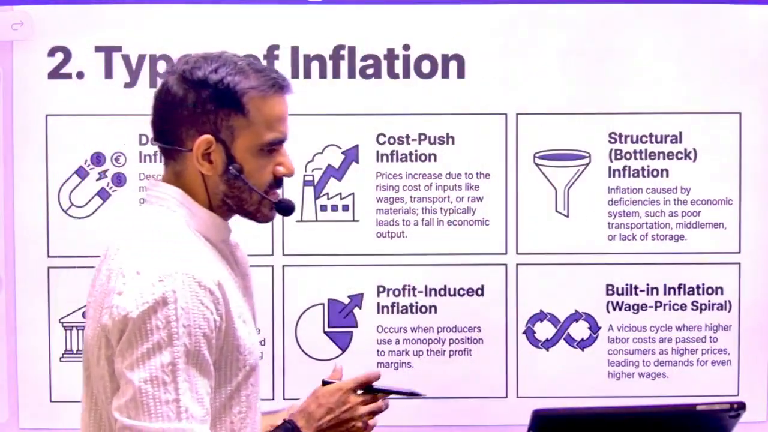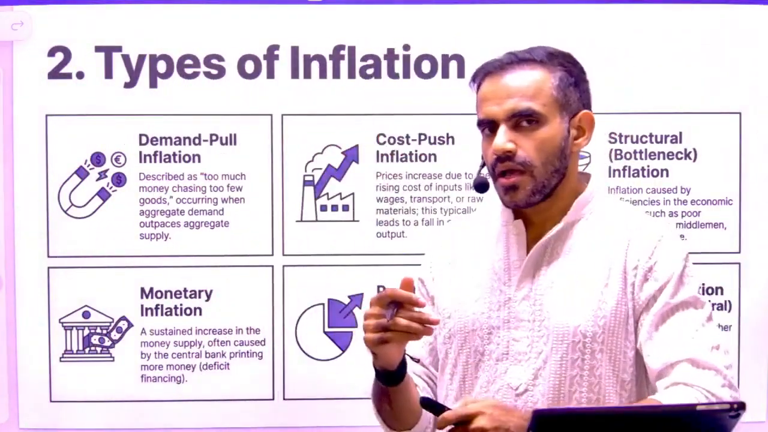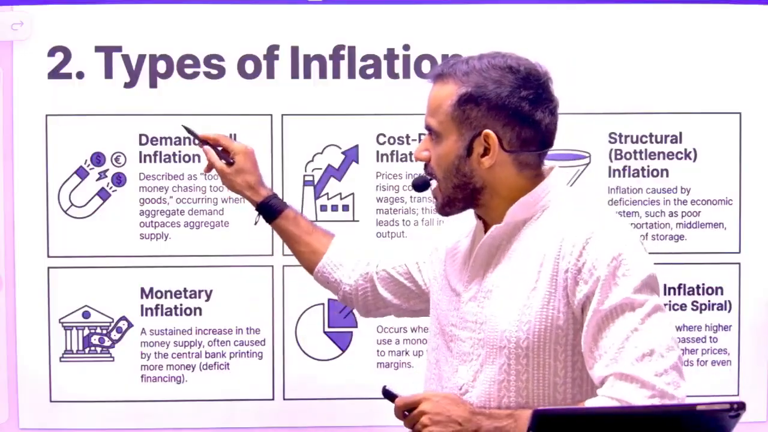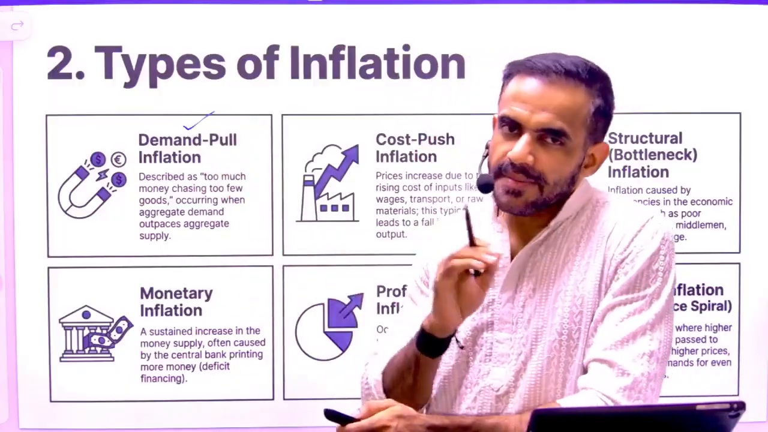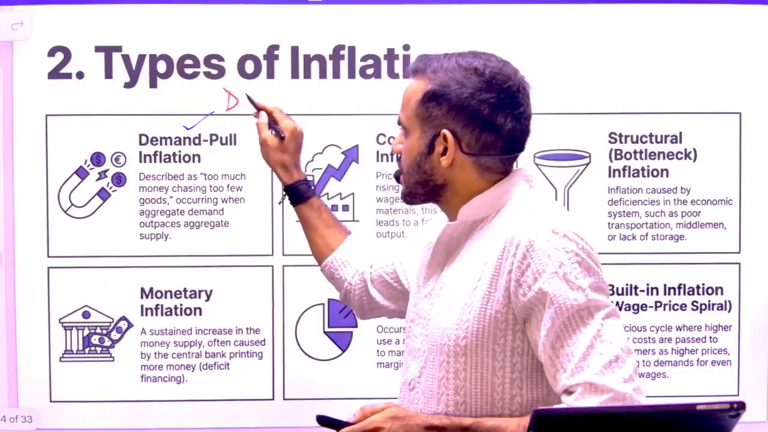Now we are going to discuss the different types of inflation. We know what is inflation. What is the factor behind it? We are going to discuss them. First is demand pull inflation. The name itself is self-explanatory. The demand is higher than the supply.